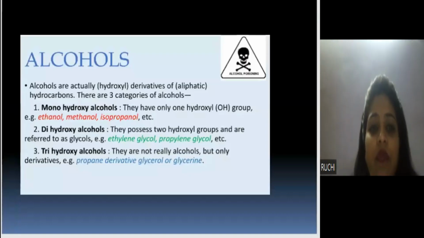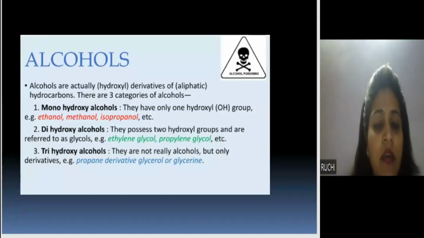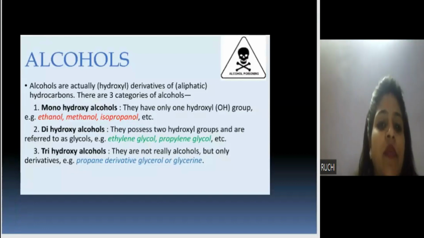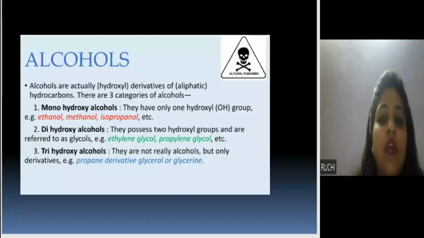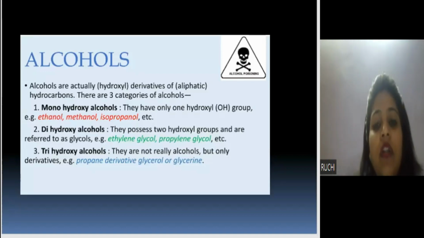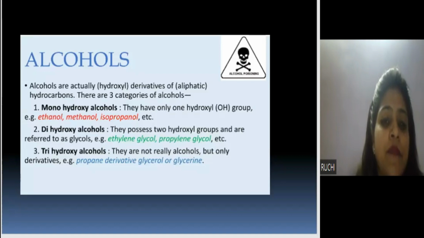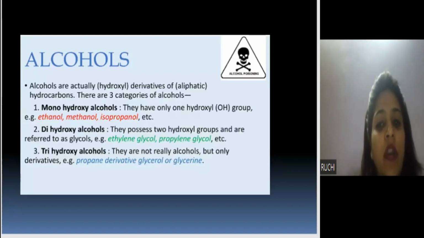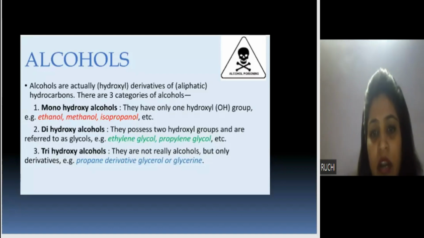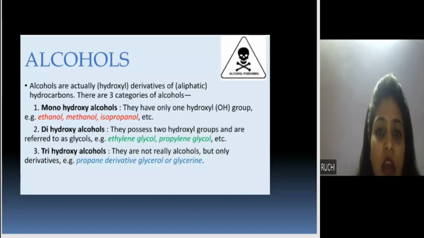Before starting with alcohol intoxication, we should know how many types of alcohols there are. The categories of alcohol are monohydroxy alcohols, which include the edible form, ethanol. The other non-edible forms are methanol and isopropanol. Dihydroxy alcohols have two hydroxyl groups, like ethylene glycol and propylene glycol. Trihydroxy alcohols are propane derivatives, glycerols or glycerin. They are non-edible forms of alcohols, but they are among the varieties of alcohols available.